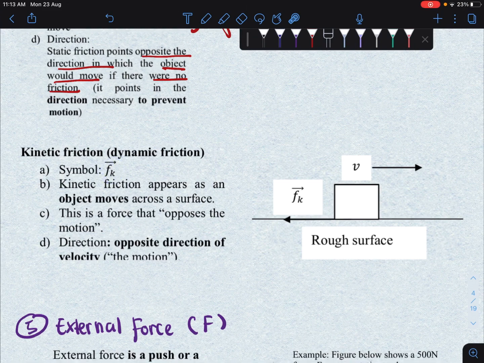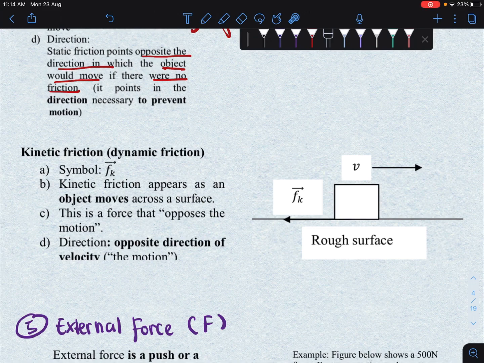Kinetic friction appears as an object moves across the surface. Okay, when your object has started moving on that rough surface, at that particular point we will start to experience this kinetic friction. At the moment the object on a rough surface starts to move, with velocity, we will experience this kinetic friction. The direction of kinetic friction is the same, always in the opposite direction of the motion. Always opposite to the direction your object moves. Okay, remember, friction is always opposite to the direction of the motion.